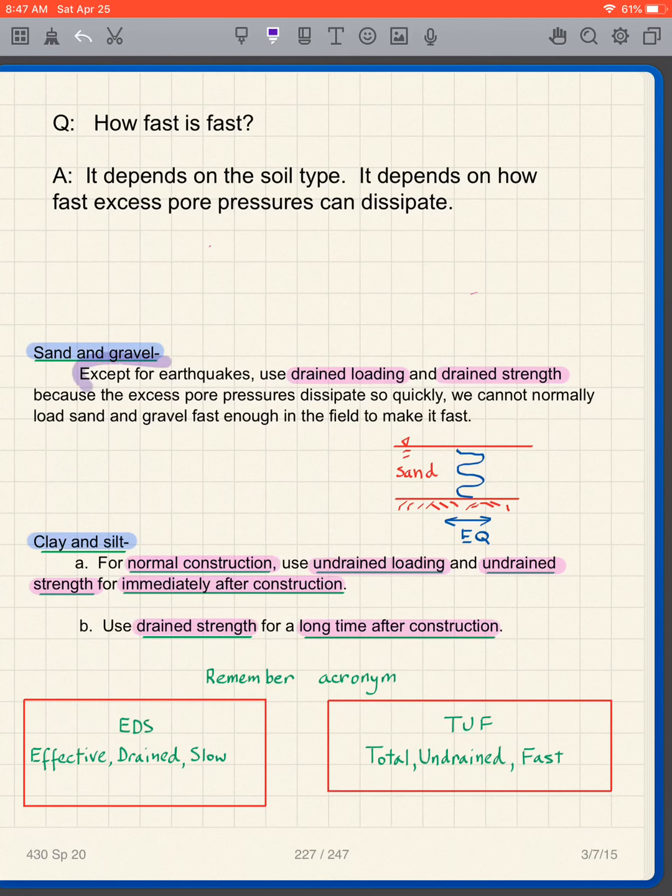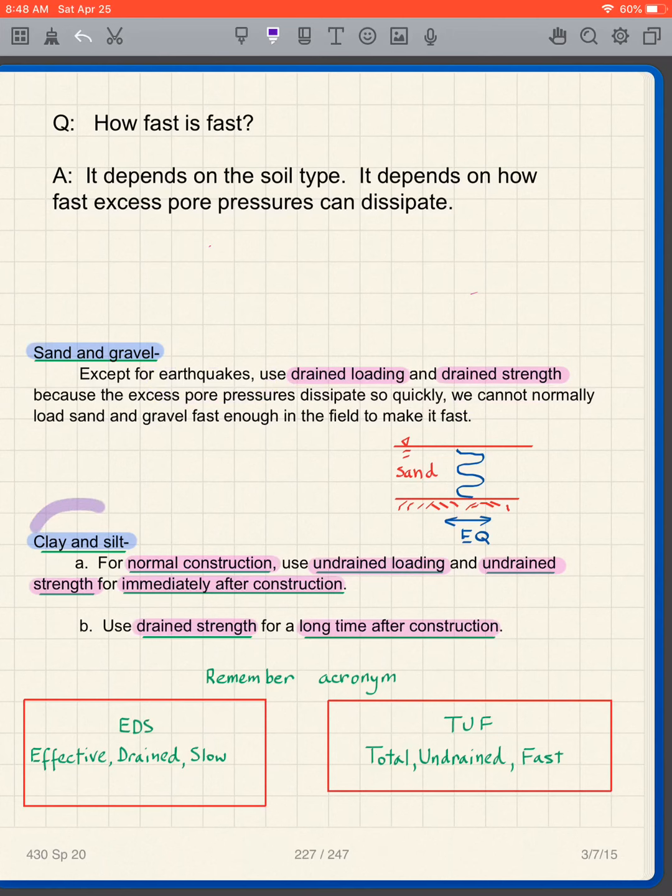So that's why I say, except for earthquakes, we use drained loading. So in other words, if we have an earthquake, we would consider that undrained loading in sand. Everything else is drained loading, so we don't have to think about it too much with sand or gravel. We're just going to assume that we have drained loading and use drained strengths in our analyses. And that's what we're going to do for this class. We are not going to consider the earthquake loading situation.